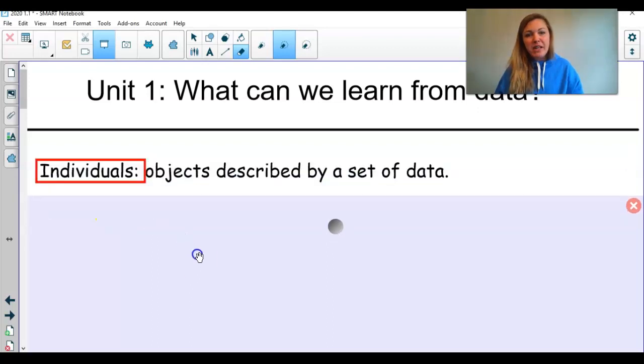Our first definition here, individuals. They are objects described by a set of data. When we are talking about individuals in data, that doesn't necessarily mean we're talking about people. If we are looking at a whole truckload of apples to see how many good apples or how many bad apples there are in there, our individuals are apples. If we're studying the effects of medicine on dogs, or a certain type of breed, those dogs are the individuals. So it's important to note that when we are dealing with statistics, the individuals are not always people, okay? Good to know.